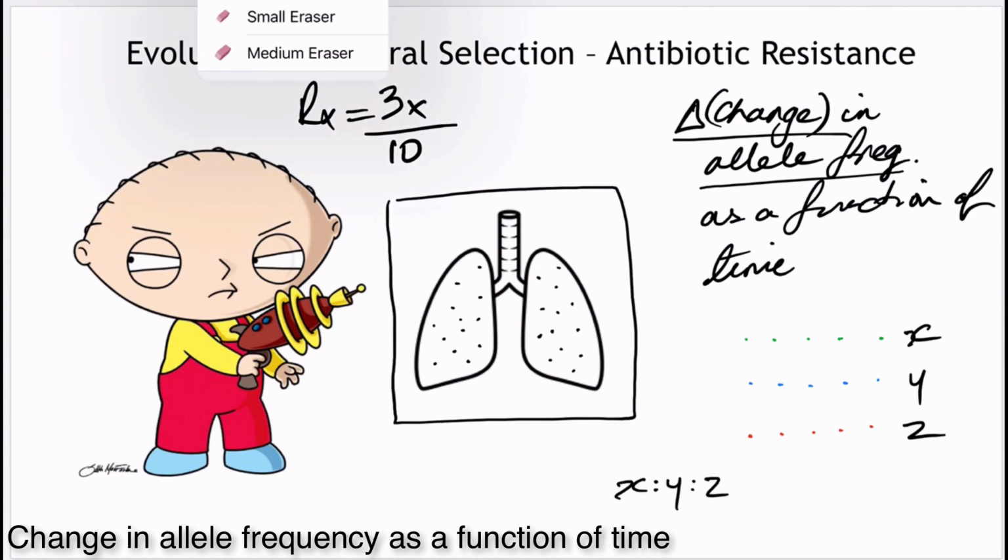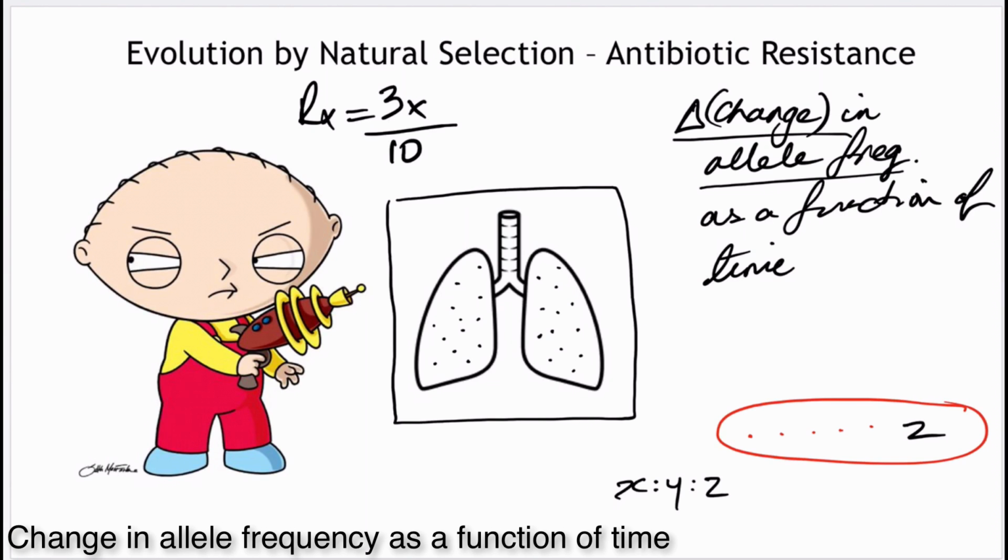But then along came the antibiotic, and it eliminated the green and it eliminated the blue, and all we were left with then was the red. So all we had left was the red. So we went from this distribution of the alleles to just 100%. Every bacterium basically had this allele of the gene which conferred antibiotic resistance.